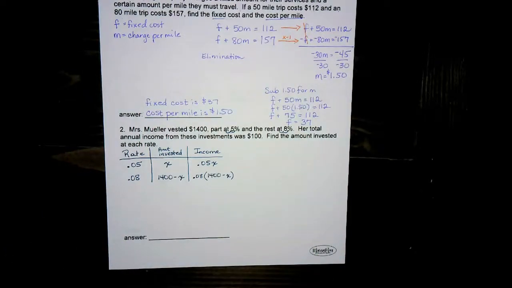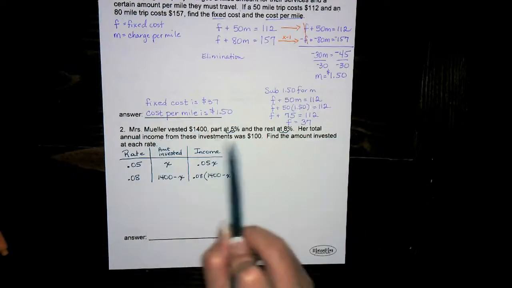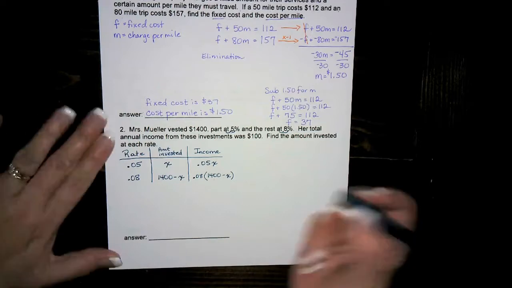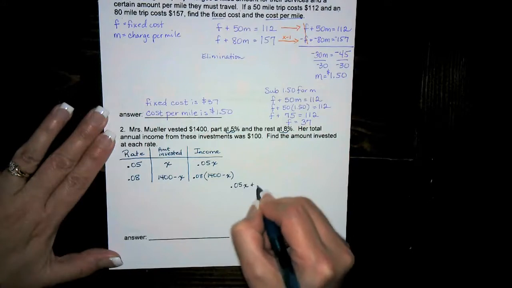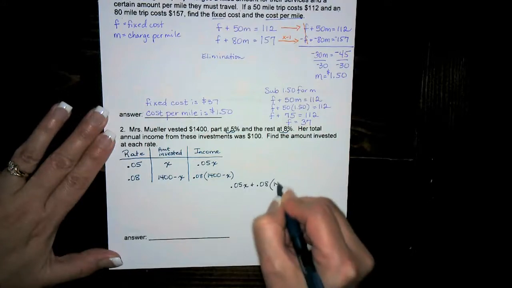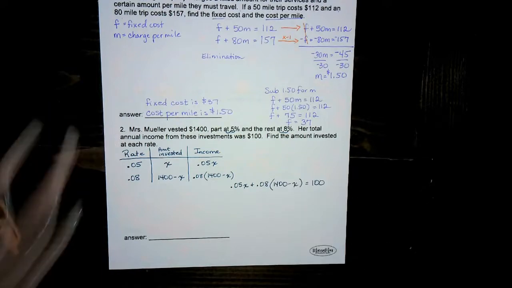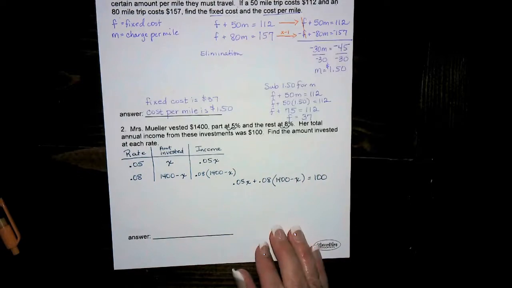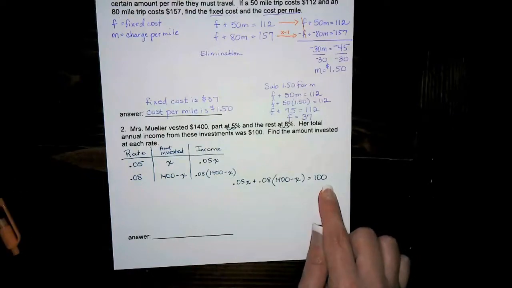Okay, now I'm ready to write my equation. Because I know that the total annual income from these investments was $100, I know that when I total these, hint, hint, when I add them, I should get $100. So let's write that equation. 0.05x plus 0.08 times 1,400 minus x equals $100. Now this one, I've already made the adjustment. So you'll notice my equation only has one variable. Very nice for us.